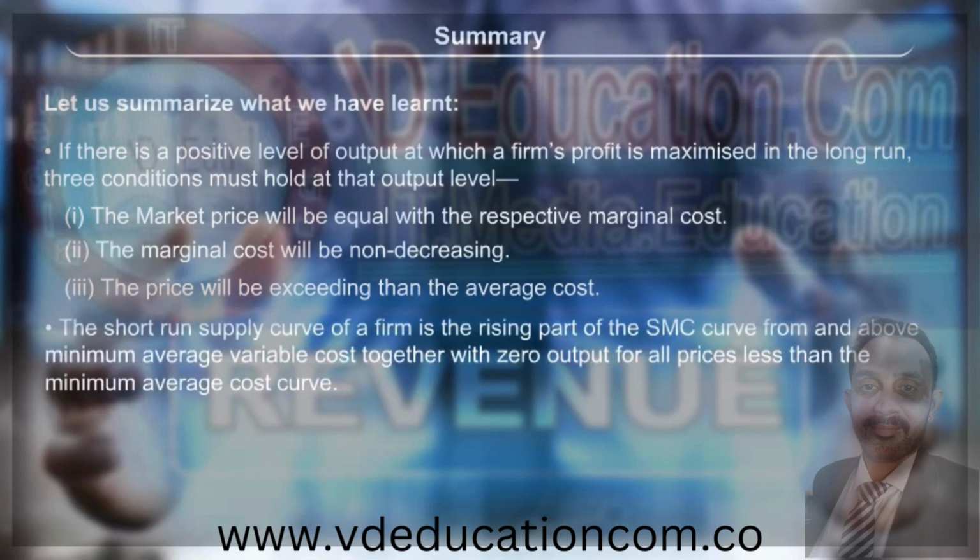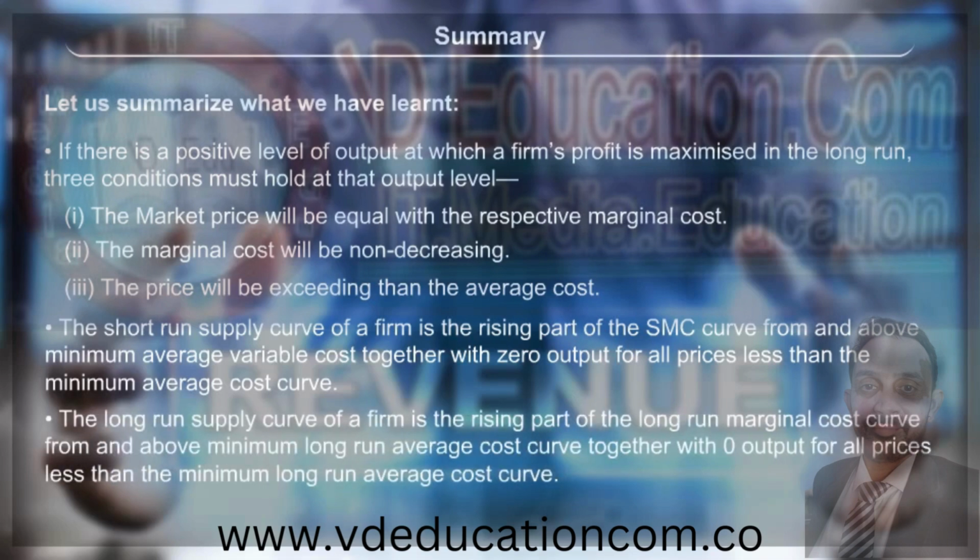The short-run supply curve of a firm is the rising part of the SMC curve from and above minimum average variable cost, together with zero output for all prices less than the minimum average variable cost. The long-run supply curve of a firm is the rising part of the long-run marginal cost curve from and above minimum long-run average cost, together with zero output for all prices less than the minimum long-run average cost.